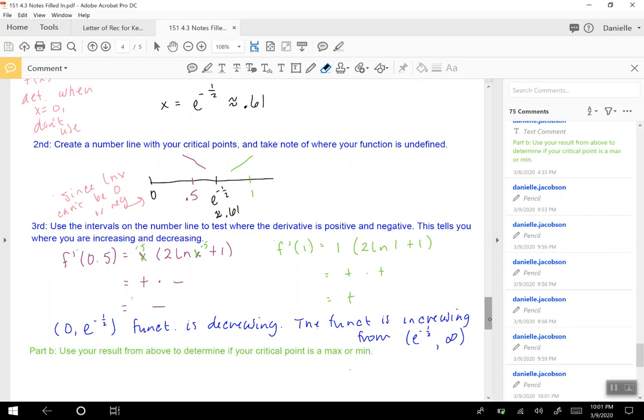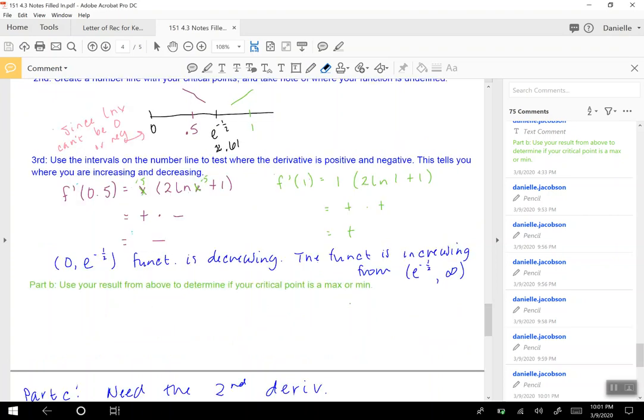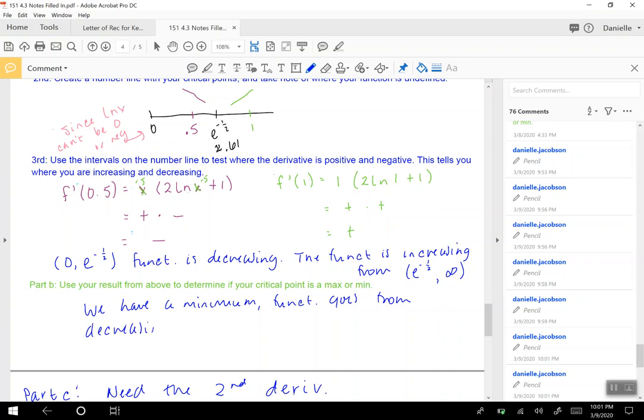All right, so now I'll use what we have above to determine if our critical point is a maximum or a minimum. So for this, notice in my picture, I go from decreasing to increasing, and that tells me that I have a local minimum. All right, so we have a minimum, and that's because the function goes from decreasing to increasing.